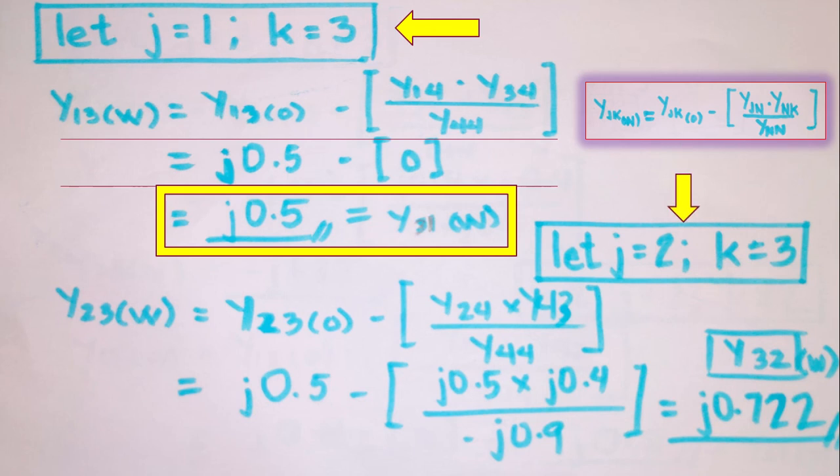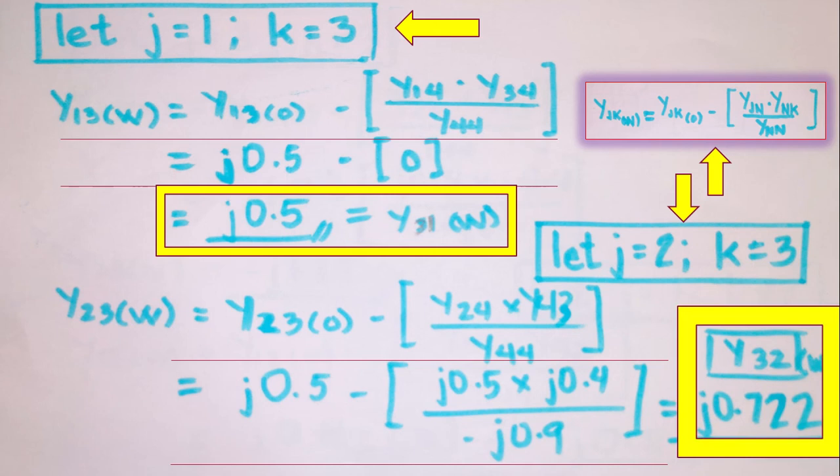Letting this equation as j is equal to 2 and k is equal to 3, we will also use the same formula. This is equivalent to y23, which is equal to y23 old minus y24 times y43 over y44. By substitution, the equation will be 0.5j minus 0.5j times 0.4j over negative 0.9j, which has the final answer of j0.722. As you can see, y23 and y32 have the same value because they are in a symmetrical matrix.